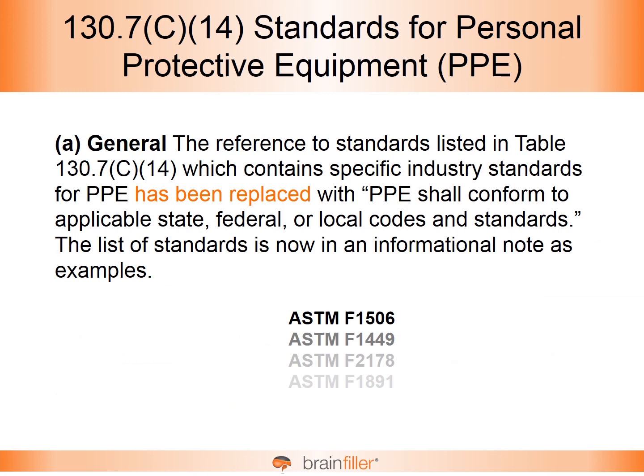NFPA 70E previously listed specific standards for personal protective equipment and arc-rated clothing, ASTM standards to be specific. And for 2018, there was a pretty significant change. The reference standards that were listed in Table 130.7(C)(14) have been replaced with language that just says PPE shall conform to applicable state, federal, or local codes and standards. So what originally was a list of standards as part of the mandatory text of NFPA 70E have now been moved to informational notes.